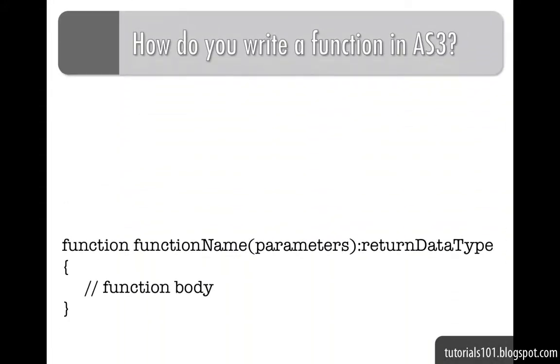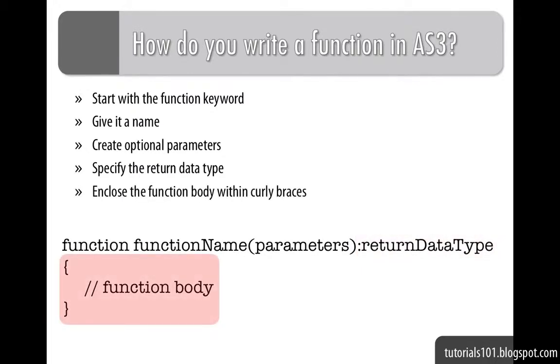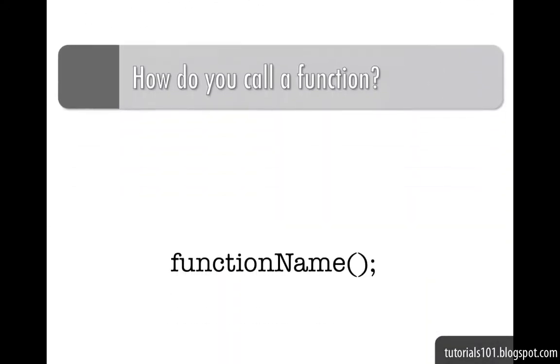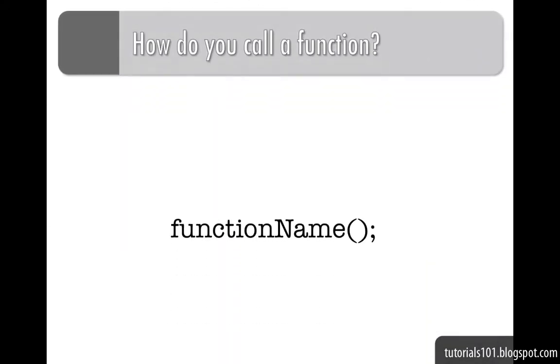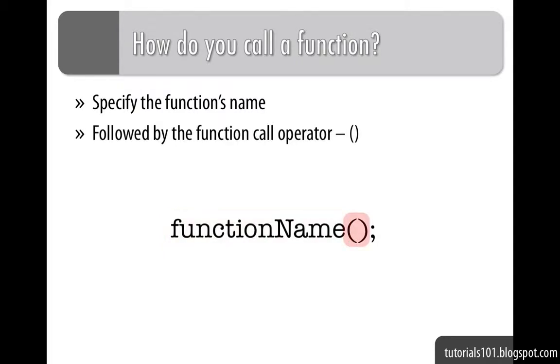Writing a function in ActionScript 3 involves using the function keyword, an author-defined function name, optional parameters, the return data type, and the function body enclosed within curly braces. The function body is made up of the lines of code that we want executed when the function is called. To call a function, we use the function name and the function call operator, which is made up of parentheses.